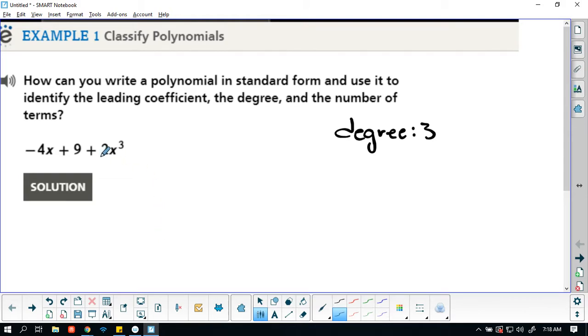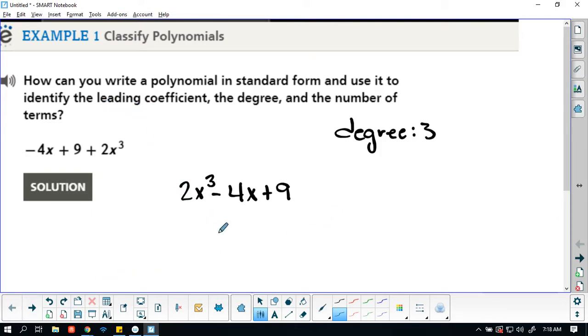All right, so I'm going to start with 2x cubed. And I'm going to count down from that. Now I'm going to go to the next greatest degree, or greatest exponent, and this is going to be the negative 4x. And by the way, that's 4x to the power of 1. We just don't see the 1. And then plus 9. Okay, so now we have this in standard form.